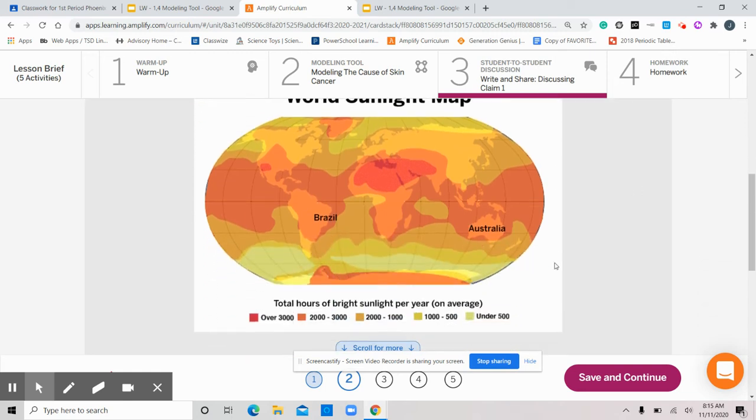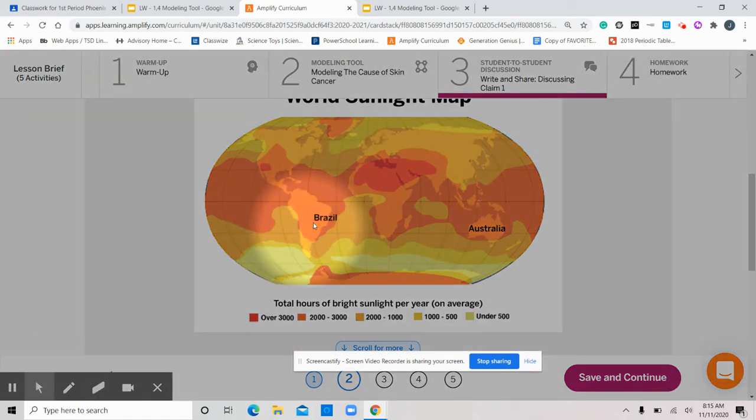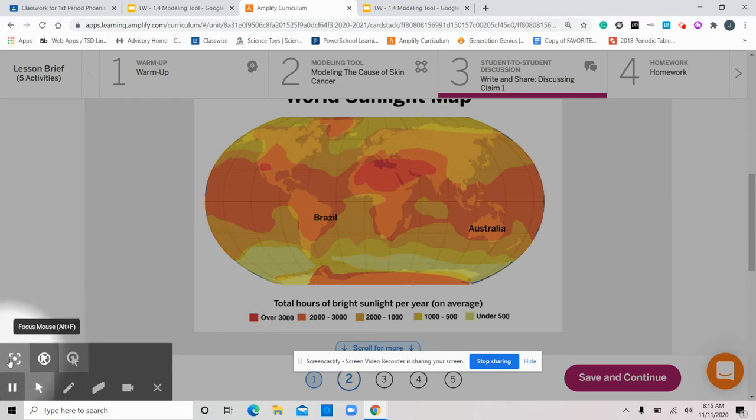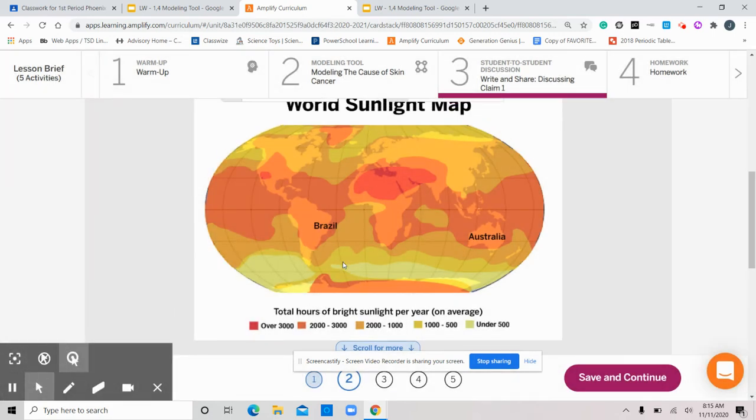If we look at this world map, we can kind of see two areas down here in the southern hemisphere which have a very similar amount of sunlight. So we've got Brazil over here, and it gets somewhere between 2,000 and 3,000 hours of sunlight per year, and Australia gets about 2,000 to 3,000 hours of sunlight a year.